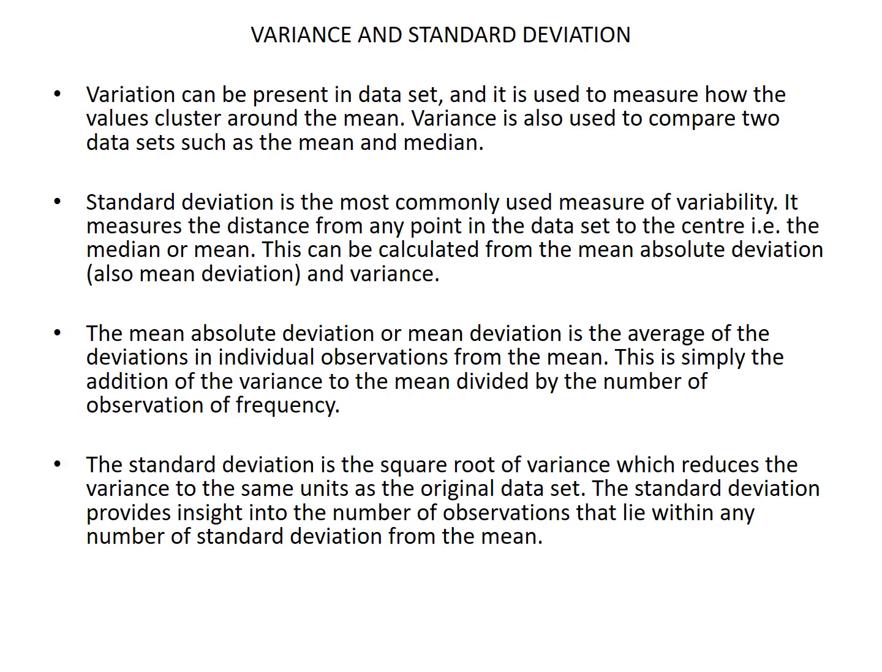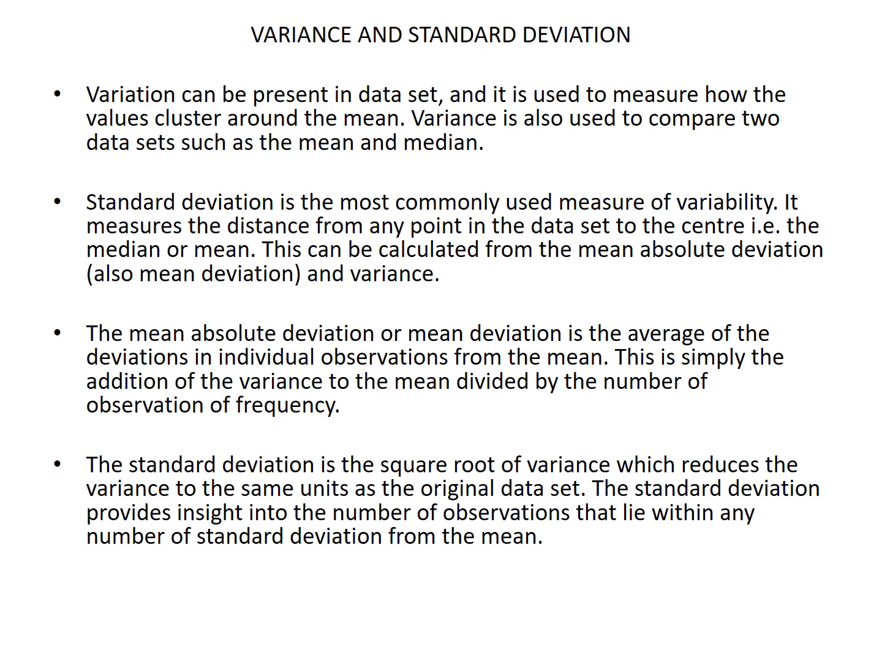So now, again, let's just touch on the variation, the variance, and standard deviation. So the variation can be present in a dataset, and it is used to measure how the values cluster around the mean. And the variance is also used to compare two datasets, such as the mean and median. The standard deviation is the most commonly used measure of variability. It measures the distance from any point in the dataset to the center, the median or mean.